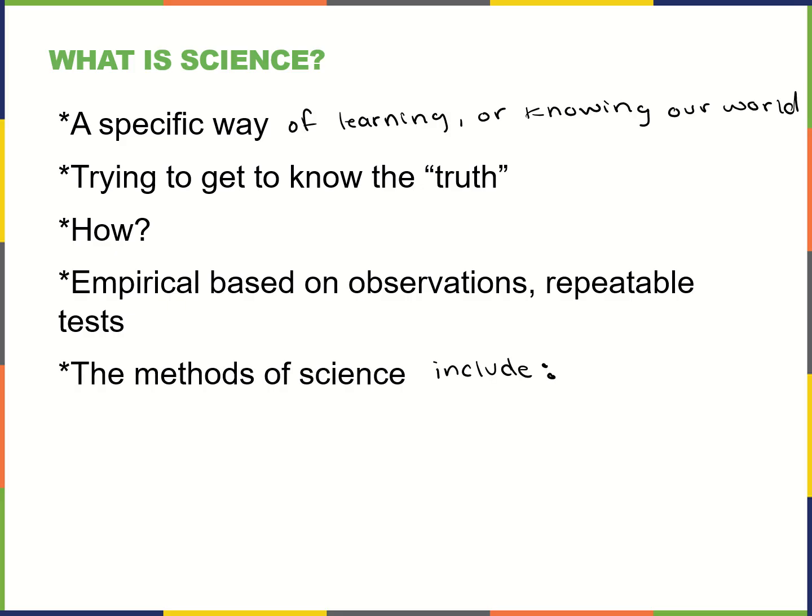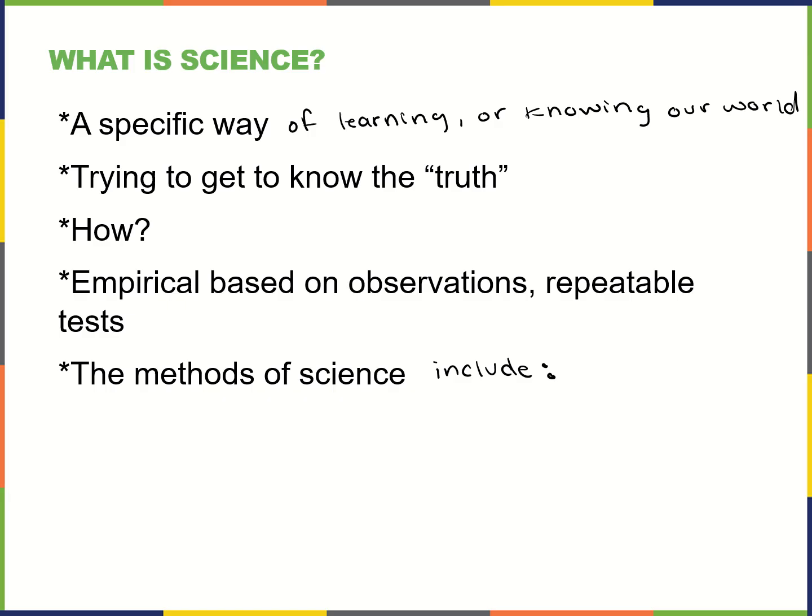What is science? Science is just a specific way of learning and getting to know our world. It is a way for us to try to understand the truth of what it is that we see and experience in our daily lives. How do we conduct science? Empirically and based on observations and repeatable tests. That's why something like accurate measurements is so important, because you have to be able to repeat and have other people do the same experiment and get the same result, right?